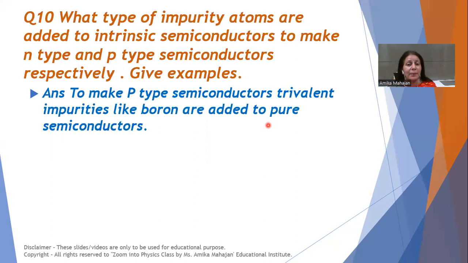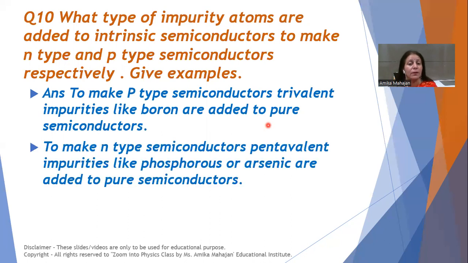And in N-type semiconductor, electrons are more. That means we are putting that impurity atom which is giving extra electrons. So pentavalent impurity is added to make N-type semiconductor. Examples of impurity atom are phosphorus and arsenic.